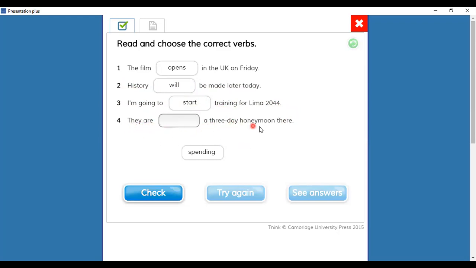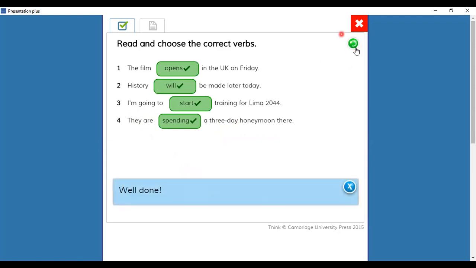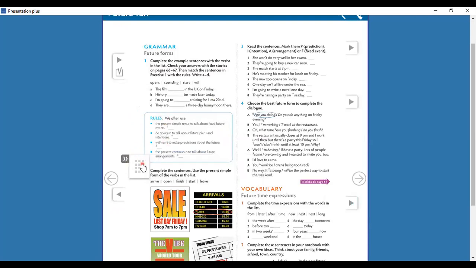They are spending a 3-day honeymoon there. So this is the present continuous. And we know that this is an arrangement because we are talking about a 3-day honeymoon. It's already planned. Okay, it's already planned. It's an arrangement. That is very important to have in mind. Don't get confused, because we're going to see the complete details.